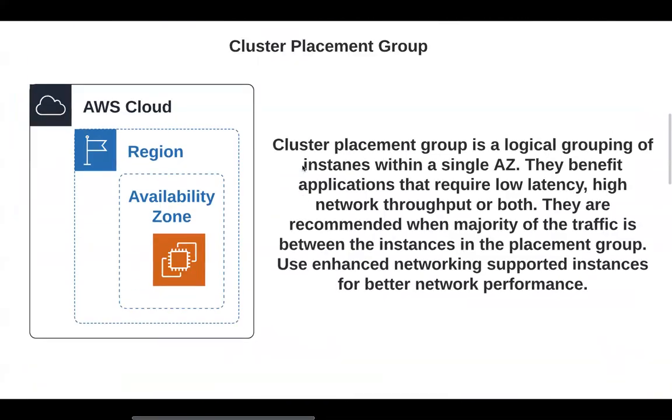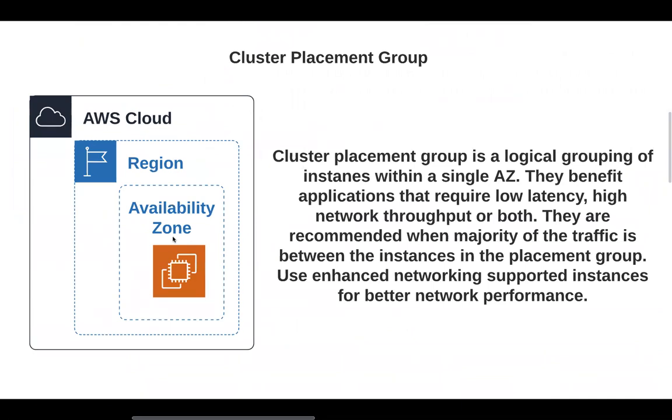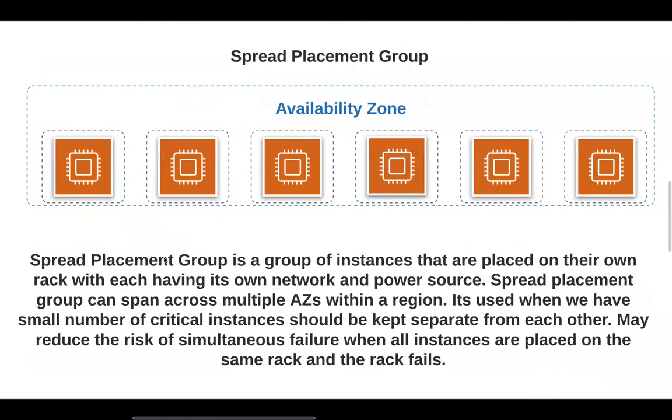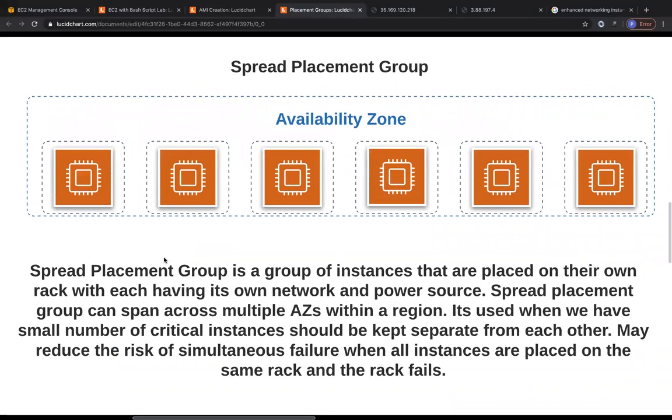And then finally, the cluster placement group is where you have your EC2 instances within one single availability zone, right? This is where you use enhanced networking type EC2 instances to get low latency and high network throughput. This is not asked that much in the exam, but just for you to note how you would do this on the console, I'll show you that.